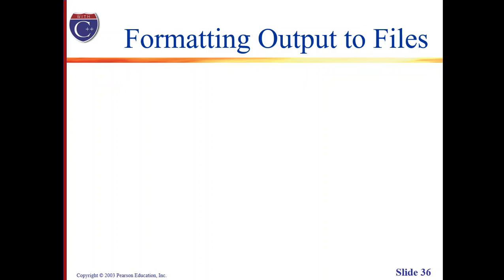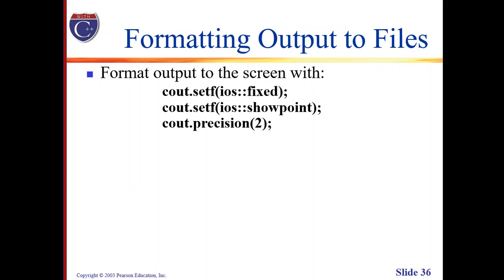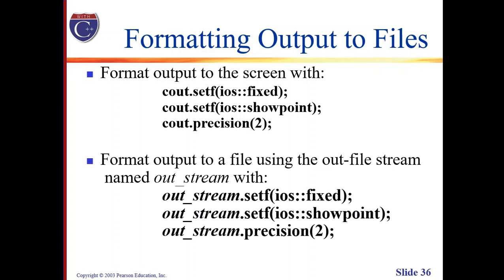Now we talk about formatting output to files. So to format output to the screen, remember that we did the following. So we have the following functions we can use to format a file using the outFile stream. So for example, we have outstream set flag iOS fixed, outstream set flag iOS show point, and of course another function in which we can set the precision of our numeric output. We will deal with more of that as we go.